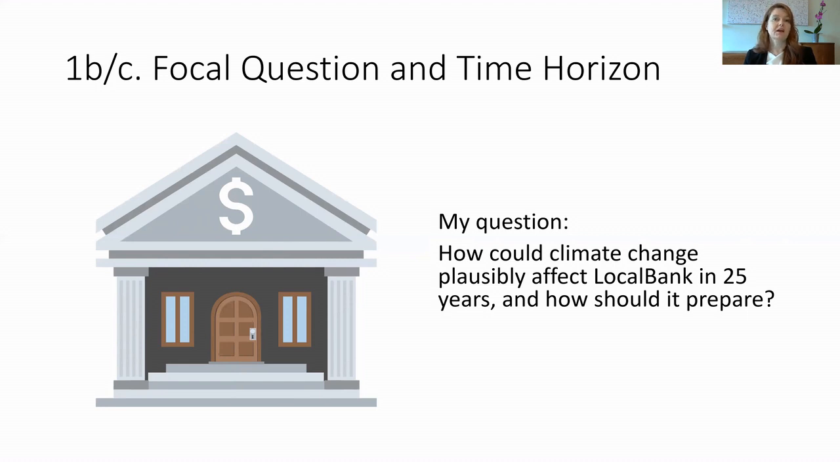You need to find a time horizon that is appropriate for your organization. In the book, I center on a 25-year time horizon. And that's what I'll use for our exercise today. My question today is, how could climate change plausibly affect Local Bank in 25 years, and how should it prepare? Now, Local Bank is a fictitious Boston bank that I use as a case study in the book. And I'm going to use it to take you through today's mini scenario planning exercise.